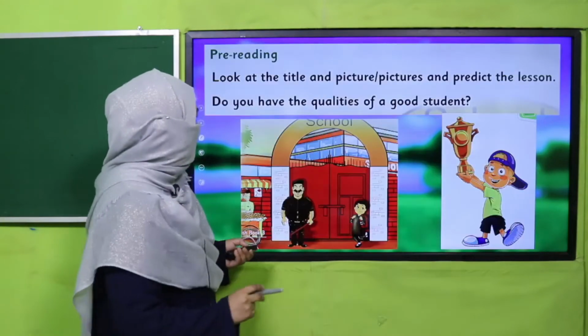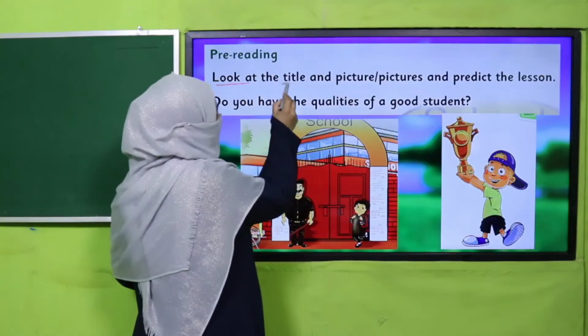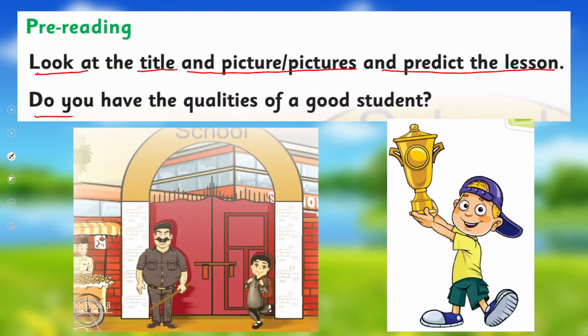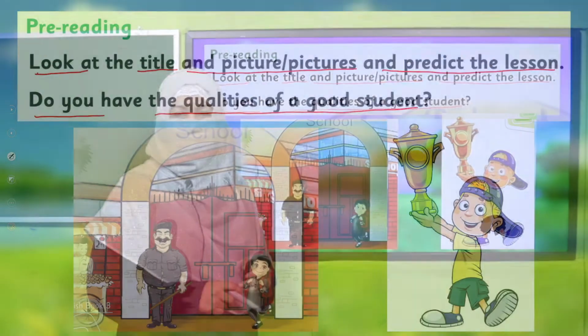First, you tell me, look at the title and pictures and predict the lesson. And do you have the qualities of a good student? Yes, of course. So what qualities do you have? Pause the video, tell to your teacher, and then come back.